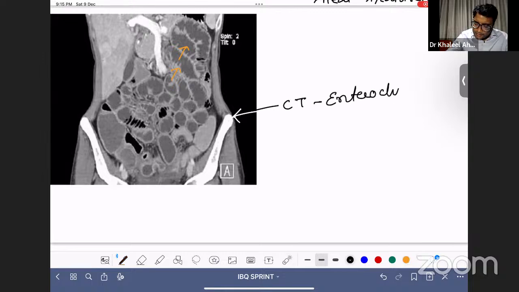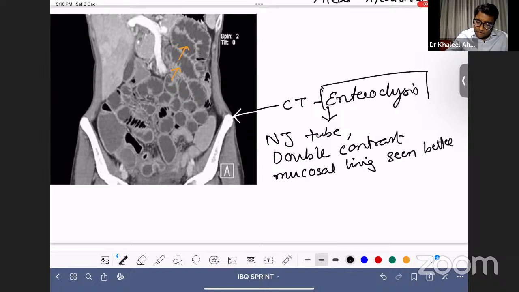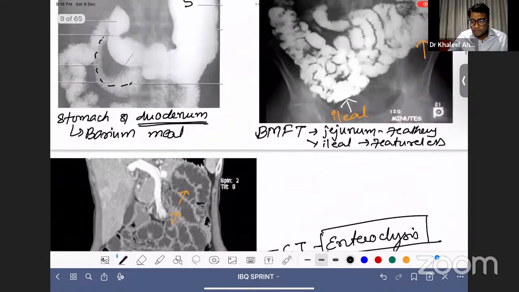CT enteroclysis. We use an NJ tube in enteroclysis, and we use a double contrast. We distend the bowel loops and try to look at the mucosa better. So the mucosal lining is seen better in enteroclysis. So do differentiate enteroclysis from a barium meal follow through. Very different image. Let me show you once again.